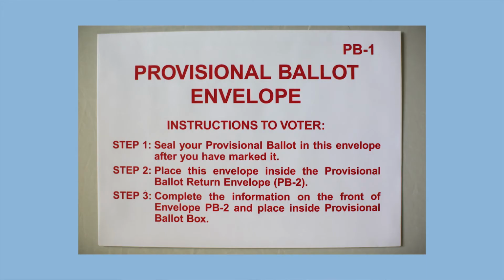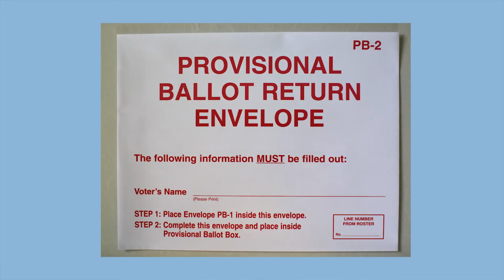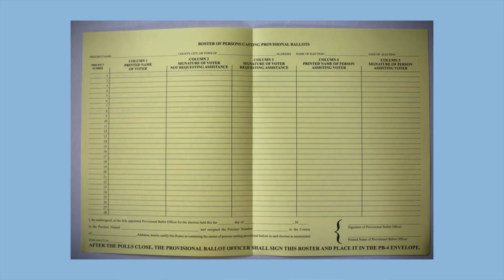Also, envelope 1, PB1, is a secrecy envelope. Envelope PB2, you are to print the name of the voter on that envelope and also the line of the roster on which they sign. If they sign line 1, the number 1. If the next person would be number 2, and so forth.